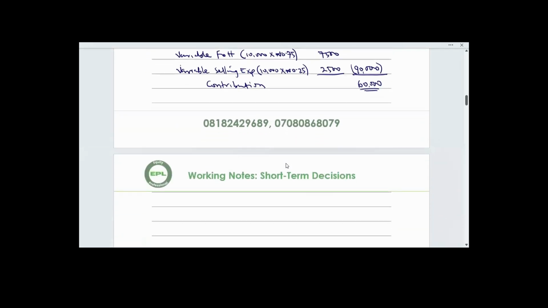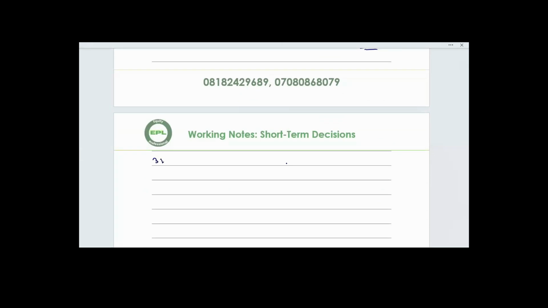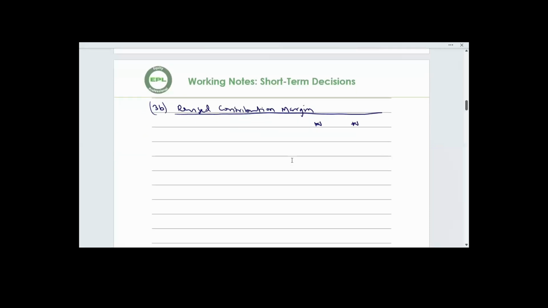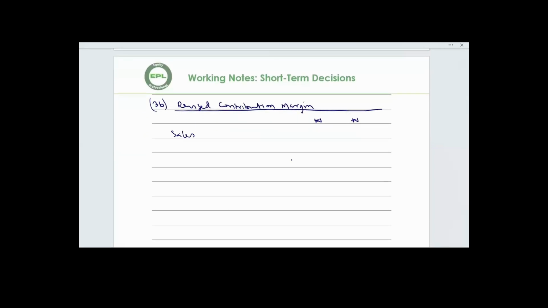Then the revised contribution margin, number 3B. So sales value. The current sales volume is 10,000 units.